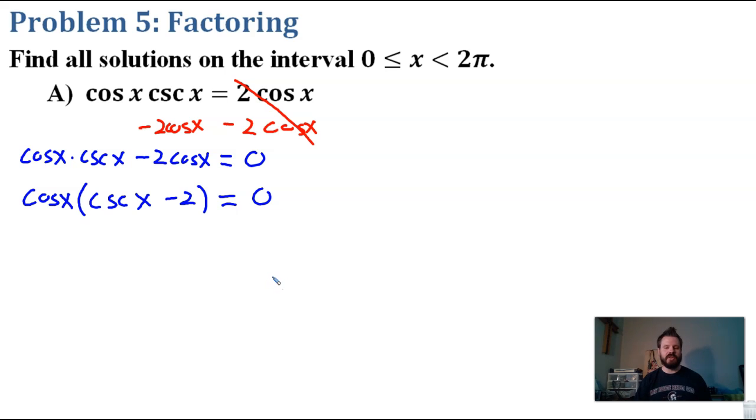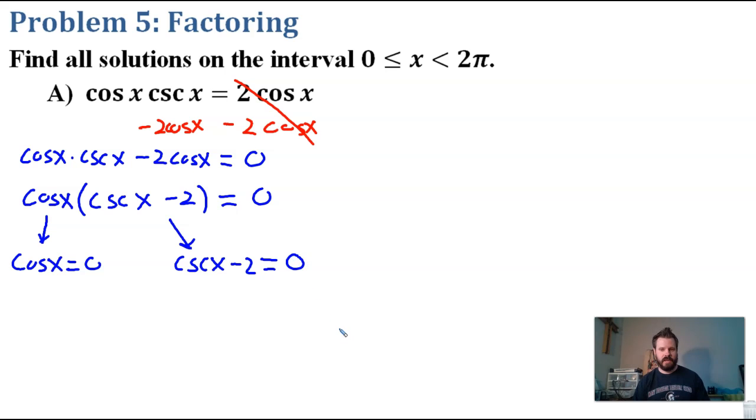And the whole reason we factor is so that we can deal with each factor individually. The next thing I'm going to do is use the zero product property and say I can turn this bigger equation into two smaller equations. I want to solve cosine x equals 0 and cosecant x minus 2 equals 0. The solutions to each of these equations individually will give me a solution to this larger equation that contains both of them. Because if I can make this first factor 0, the whole thing will be 0. 0 times anything, 0. Same thing with the second factor. If I can make this 0, the whole thing will be 0. That's our zero product property.